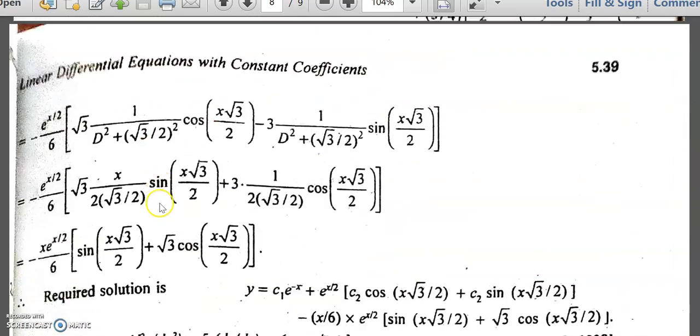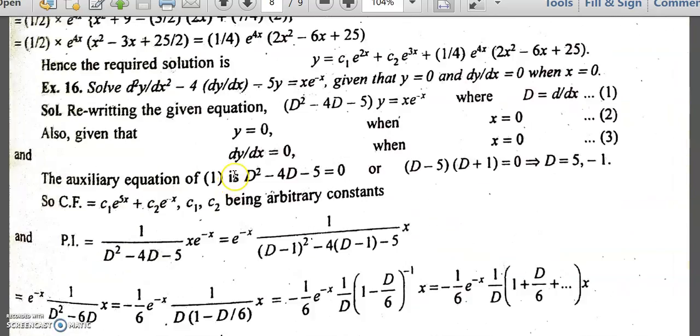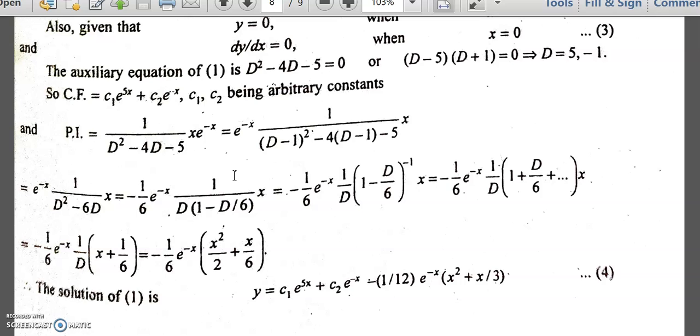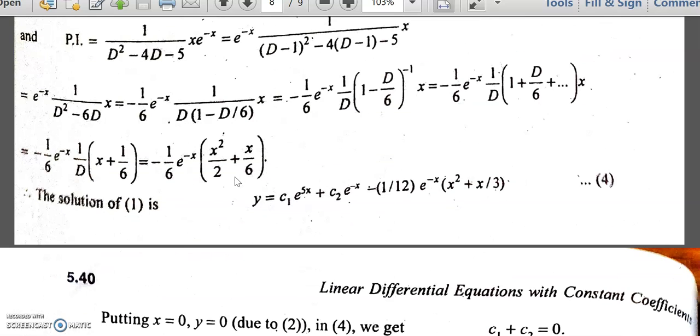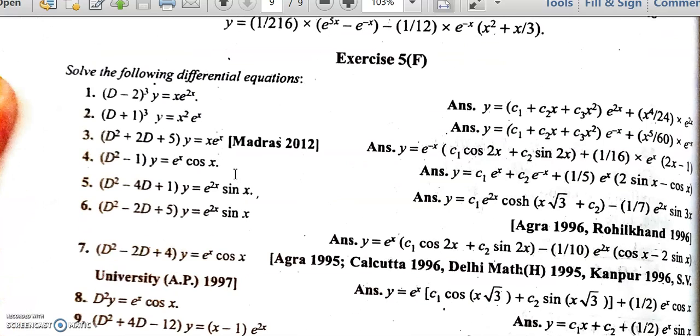Up to this is from our test 2 assignment. And also we have covered the linear differential equation of order 2. So you just do this exercise 5F for your test 2, right?